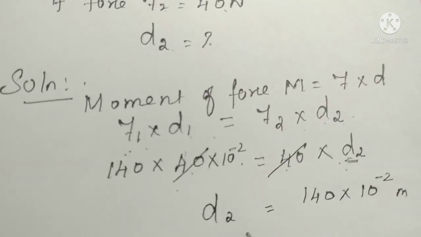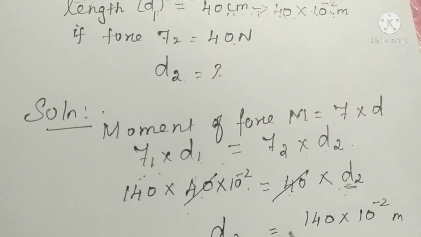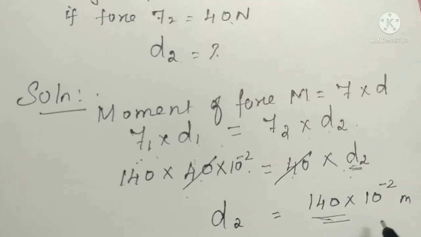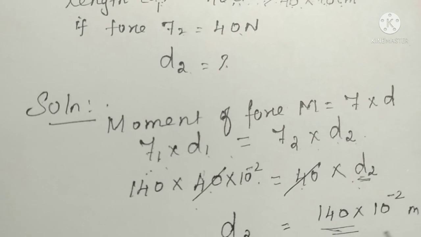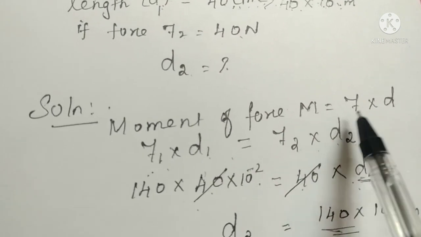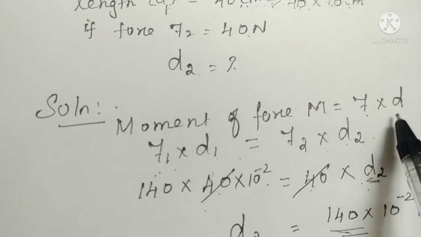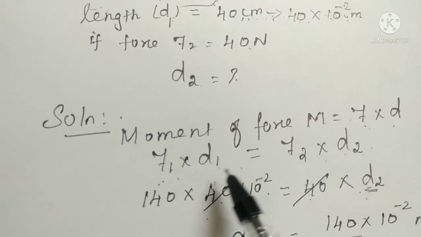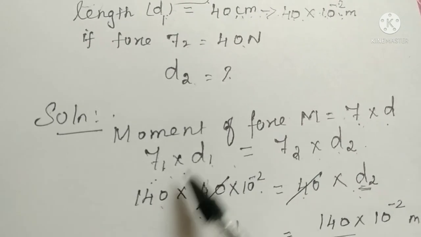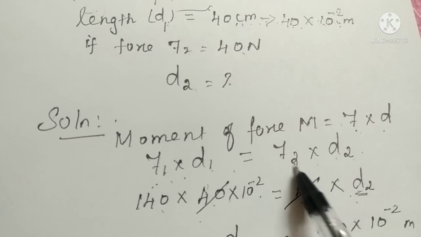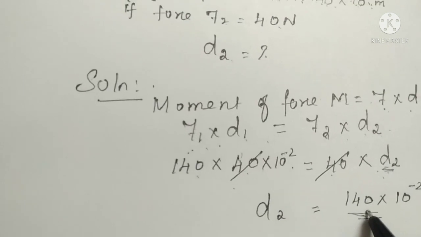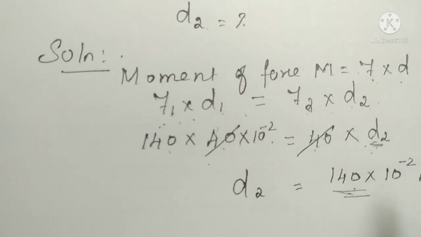So the length of the spanner, if the force 40 Newton is applied, how much? 140 into 10 to the power minus 2 meter. Have you all understood? Very simple. You have to apply the formula F into D, force into distance. Two forces are there, so you have to write F1 and F2. Here if they are applying 140 Newton, the distance is 40. If you are applying the force 40 Newton, the D2 value will be 140 into 10 to the power minus 2 meter.